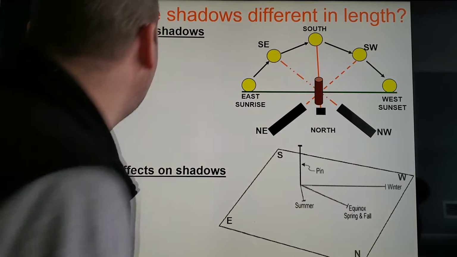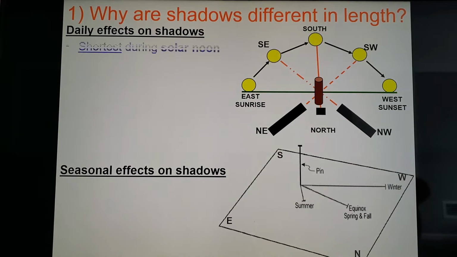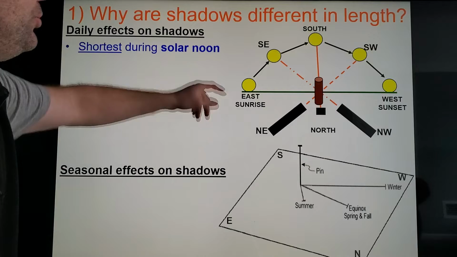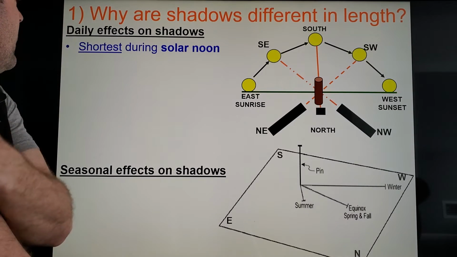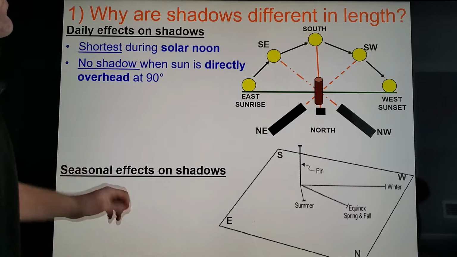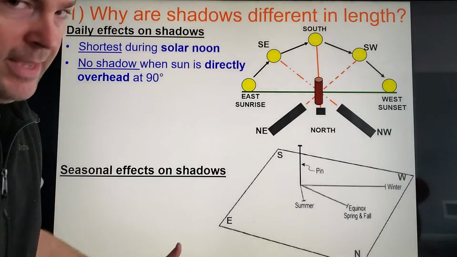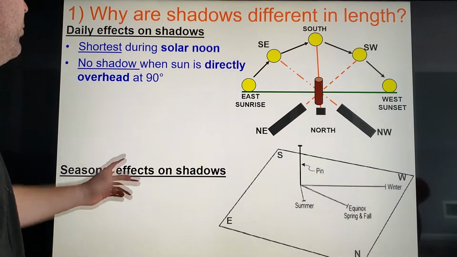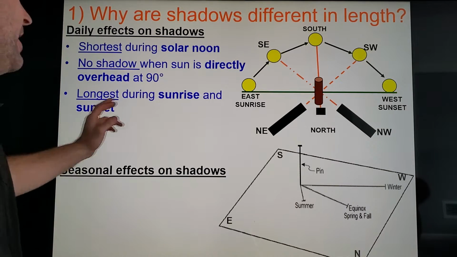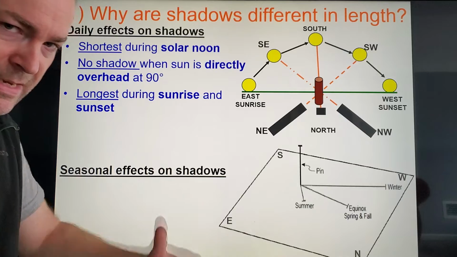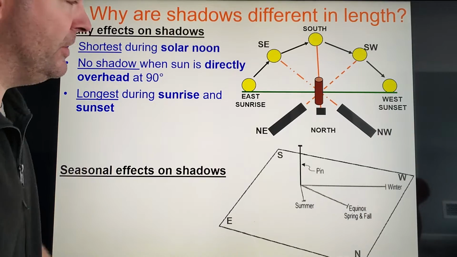Okay, so the daily effects on shadows, check it out here, all right? Of course, they're going to be shortest when the sun is at its highest point, and that's going to be solar noon, all right? If the sun is directly overhead, again, in Elmont it won't be, but if it were, you would have no shadow, okay? The longest shadows are going to be, of course, at the beginning and the end of the day, right? Your sunrise and your sunset.